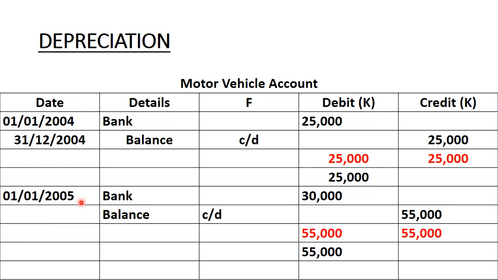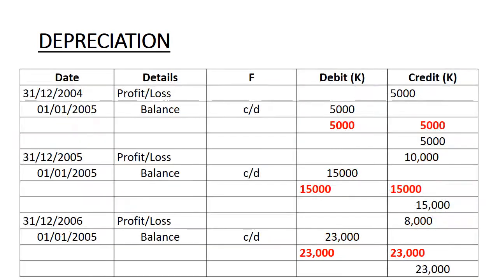The following year, 2005, we bought another vehicle at 30,000. So bank gave away 30,000 and the motor vehicle received 30,000. So 25,000 plus 30,000, we're going to have 55,000. This is balance carried down, balance brought down. So this ends the motor vehicle account. Nothing new, what we were doing before. So next we go now to the provision for depreciation account.